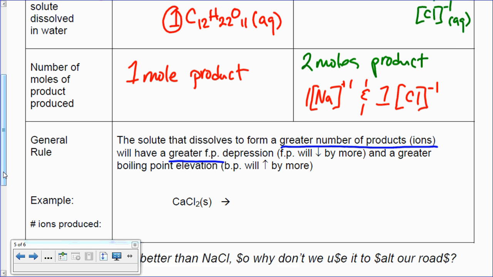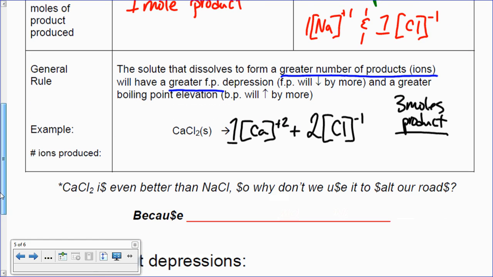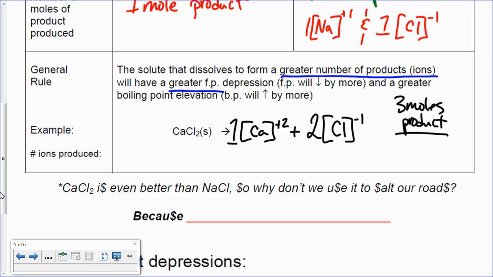If we check out this CaCl2 solid, we add it to water, we get a Ca+2 ion and 2 Cl-1 ions, so for a total of 1, 2, 3 moles product. So, I asked the question, why would CaCl2 be better to use on our ice walk than NaCl? Well, it's better because it produces more moles of ions and would interfere with the freezing point more.